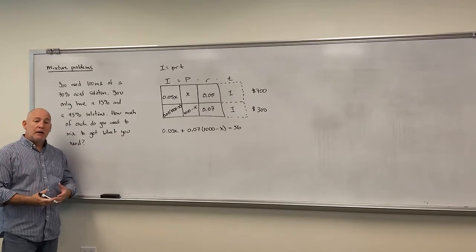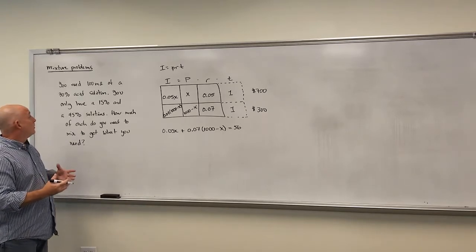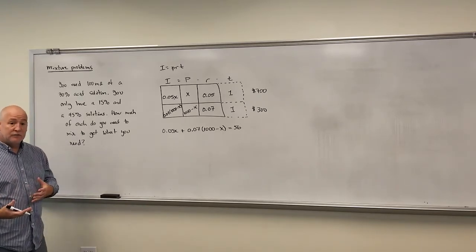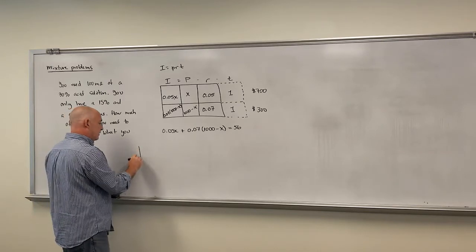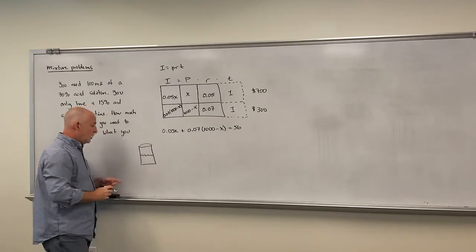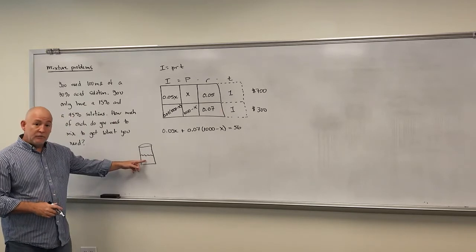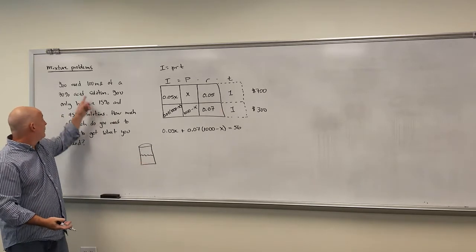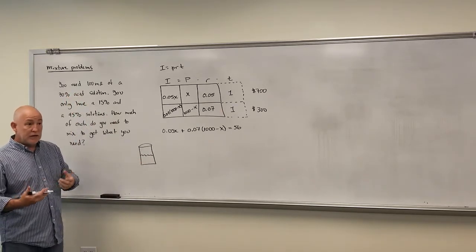We're working in a lab or something like this, and we need 100 milliliters of a 30% acid solution, right? So when we finish, think about it, we've got some kind of beaker full of liquid with some acid in there. We don't want all the liquid to be acid. We only want part of it to be acid, and we want 30% of it to be acid.